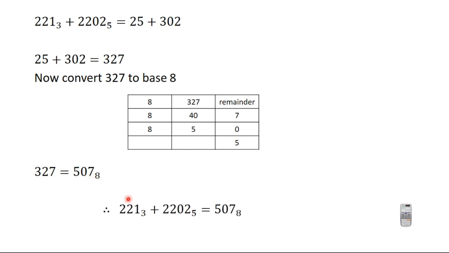So we can say that, therefore, 221 base 3 plus 2202 base 5 will give us 507 base 8. So you can see that both of them are giving us the same results. Now you can try your hands on other examples and pick the option that is easiest to you. You can either pick the first option or the second option, and each of them will give you the same results.